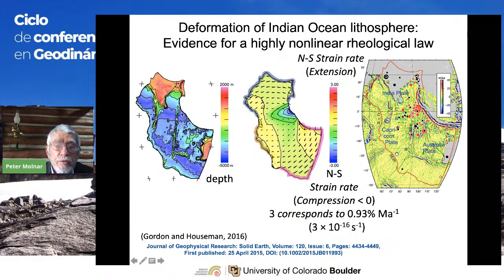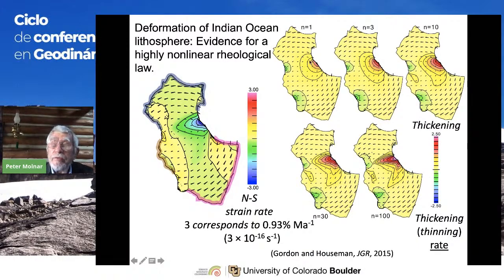This is the region of this very high strain. And this is the geologic strain rate, approximately 1% per million years, or 3 times 10 to the minus 16 per second in this area. This is not a high strain rate for a plate margin, but it is a high strain rate for an intraplate region. And what they did was they solved for the value of n, fitting the deformation in this region by imposing the relative velocities of the India plate and the Australia plate, and then they fit the rate of thickening.